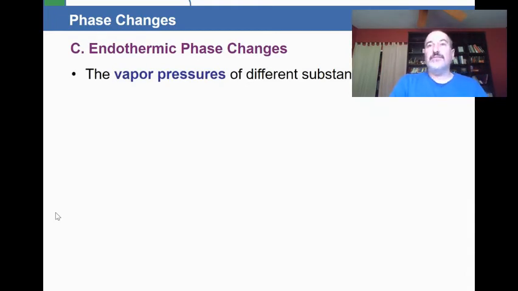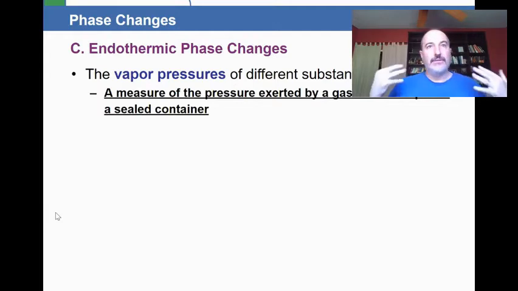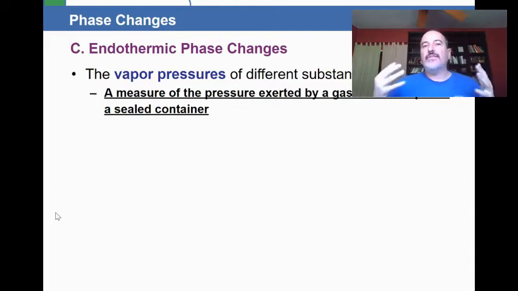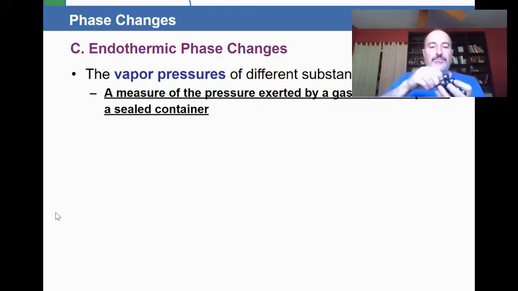Now, vapor pressures of different substances vary widely. And remember, vapor pressure is the measure of the pressure exerted by a gas above a liquid in a sealed container. But technically, that's the answer. I want you to think of it as the pressure, the force that the water molecules flowing about are exerting to try and escape up into the atmosphere and become a gas. And remember, the atmospheric pressure is countering that, keeping it squeezed together as a liquid.